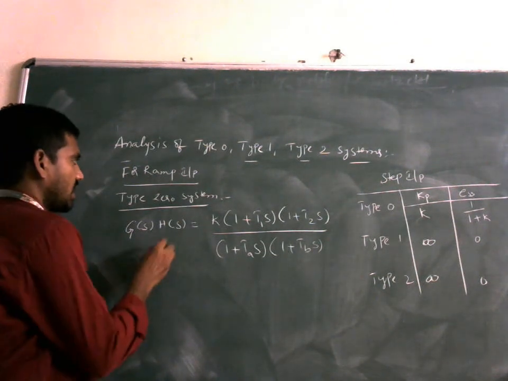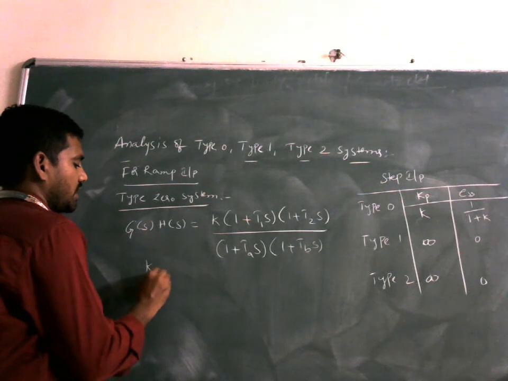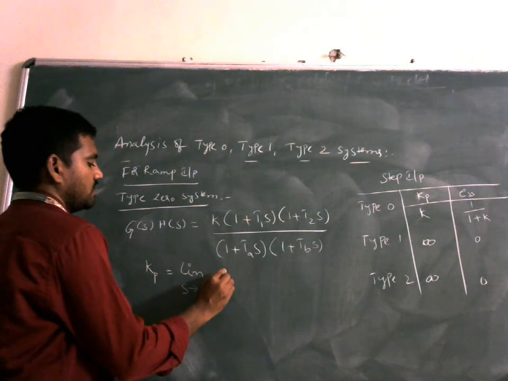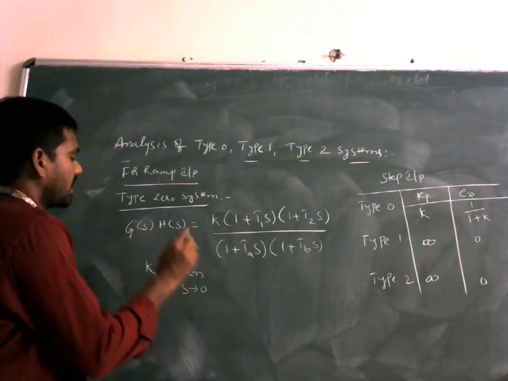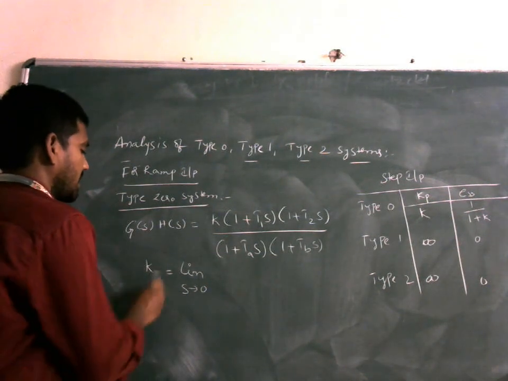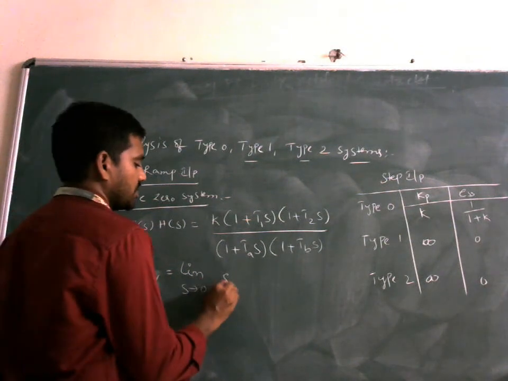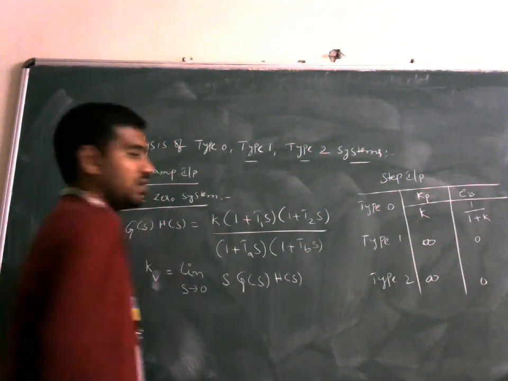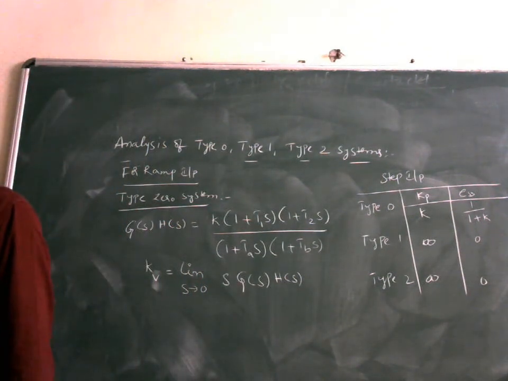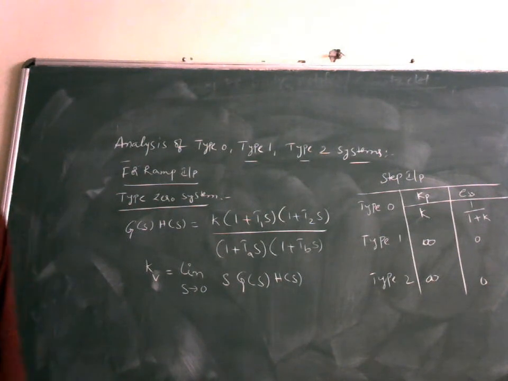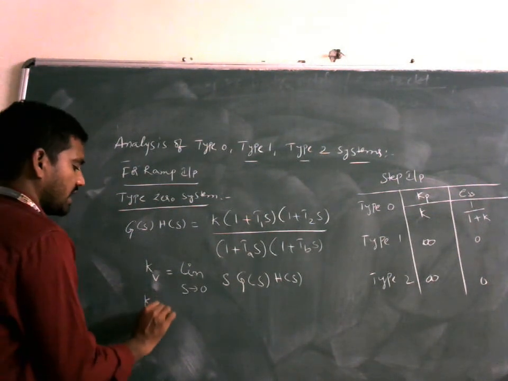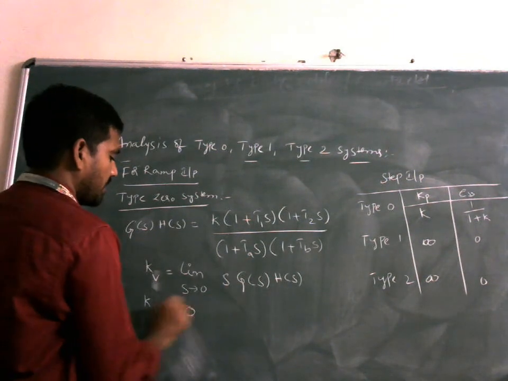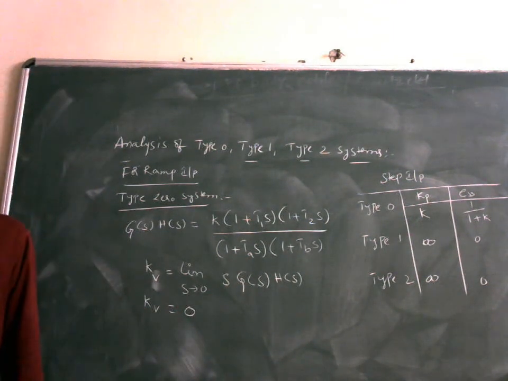Now, what is our Kp value? Kp is equal to limit s tends to 0. We are going for a ramp. That means for a ramp, Kv is equal to limit s tends to 0 of s into G of s into h of s. Now you substitute. If you substitute s value 0, then the complete Kv value will become 0 only.